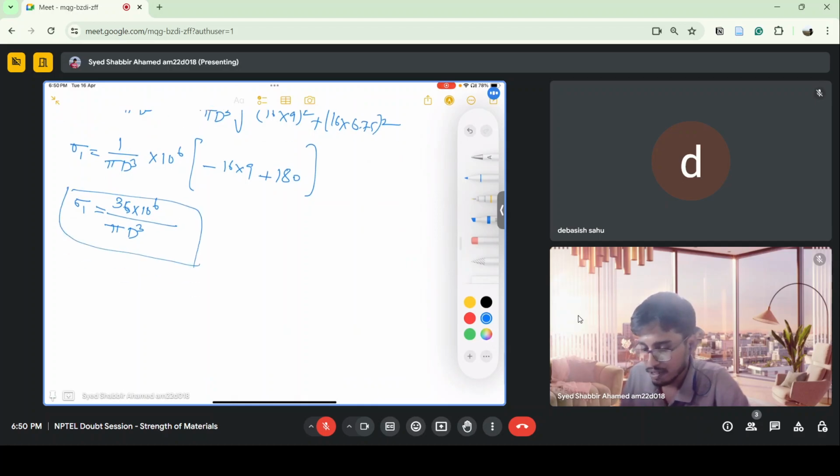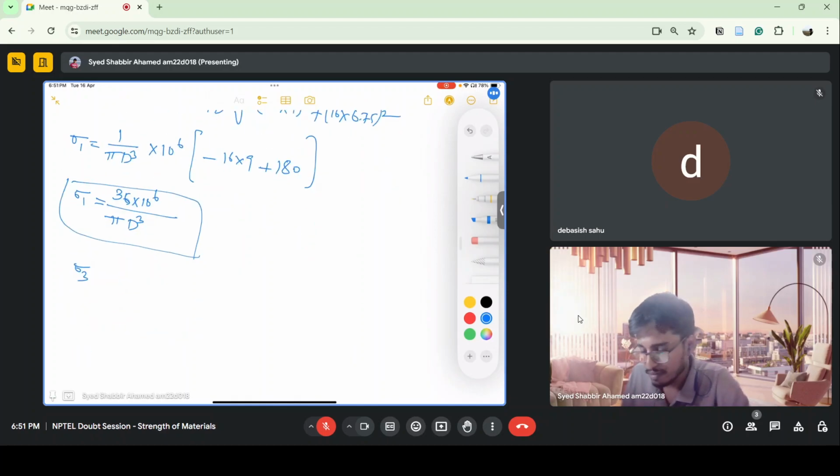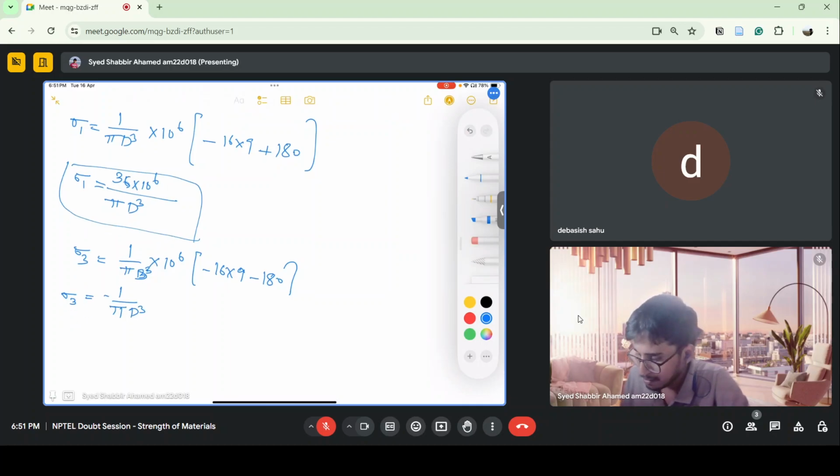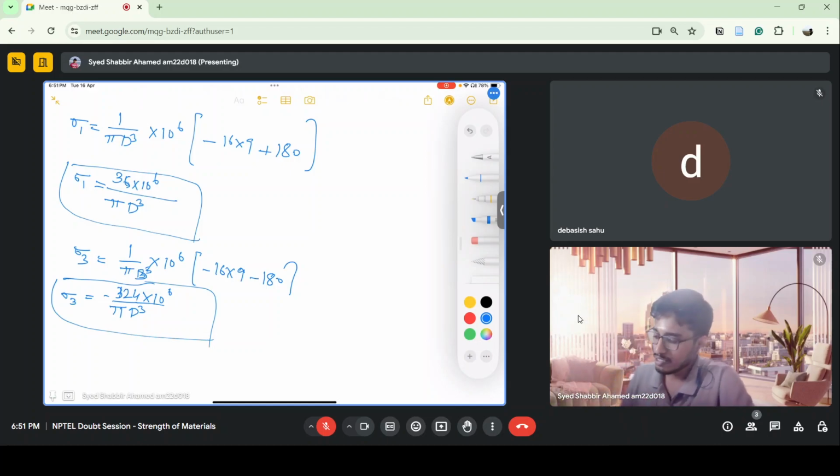And similarly, sigma 2, sigma 3, I'll get: instead of plus here I have to put minus. Everything will be same. So I'll get 1 by pi d cube into 10 to the power of 6 into 16 into 9 minus 180. Sigma 3 I'll get as minus 1 by pi d cube, 324 into 10 to the power of 6. This is my sigma 3. So I have got the principal stresses, sigma 1 and sigma 2.